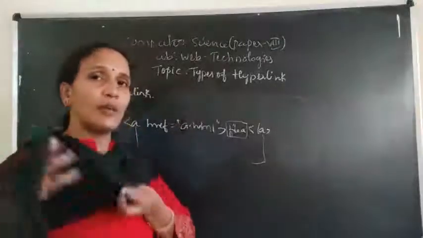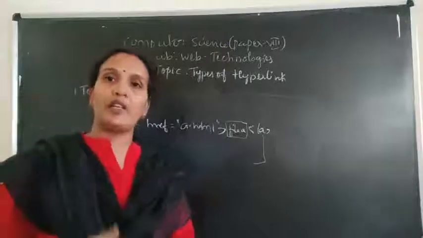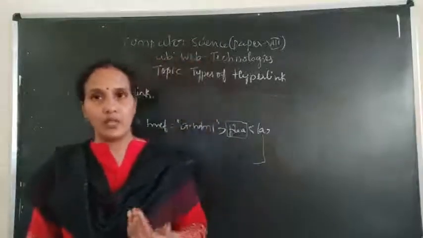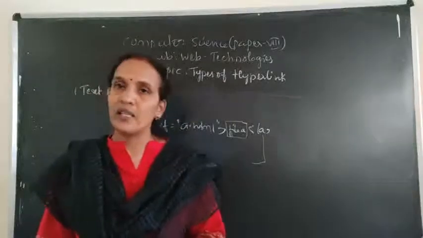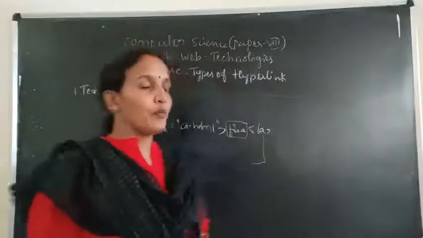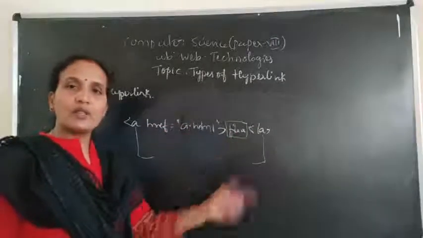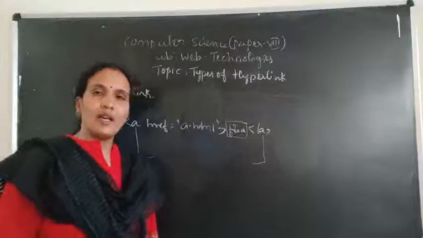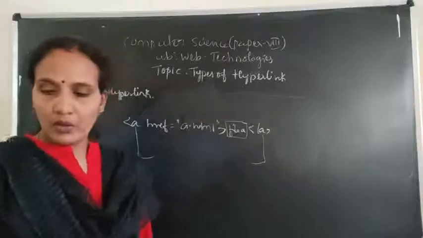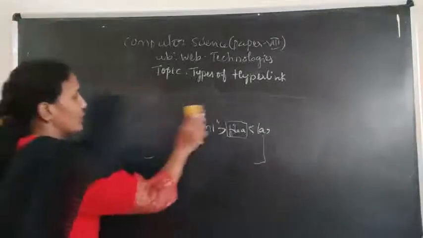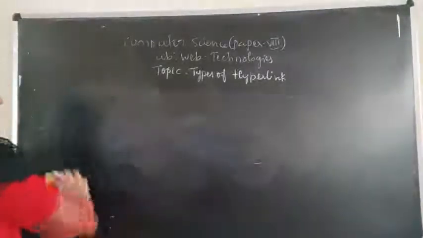Okay, so what is a text hyperlink? If you are using hypertext to navigate from one page to another page, one website to another website, then such type of links are called text hyperlinks. So here between an anchor opening and closing, what have I given? Text. So this type of links are called text hyperlinks. Okay, the simple concept, this I have already explained. Now, come to the image hyperlink.